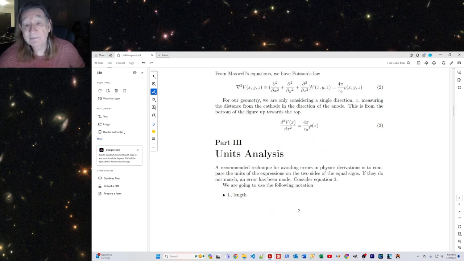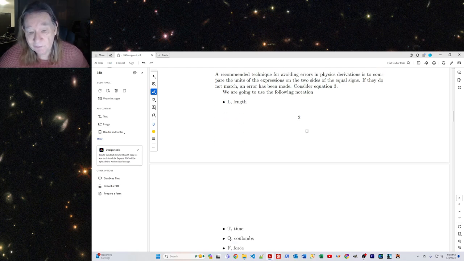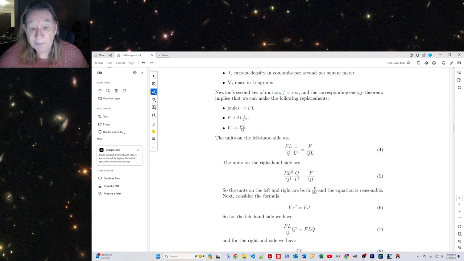On the right side, we have 1 over epsilon. The units of epsilon are Q squared over force times length squared. So 1 over epsilon gives us force times length squared over Q squared. Then we have the charge density, so that's Q over L cubed, coulombs per cubic meter. So again, you get F over QL. And you can tell that the units match on the left side to the right side, as they should, because this is a universal physical law.